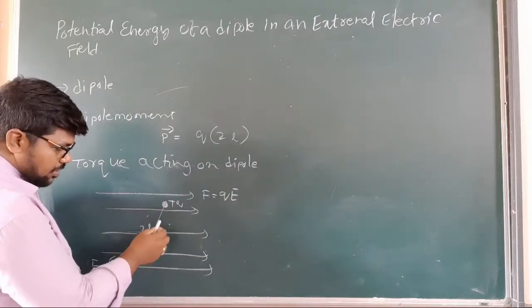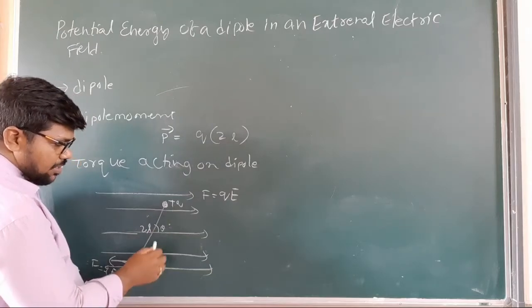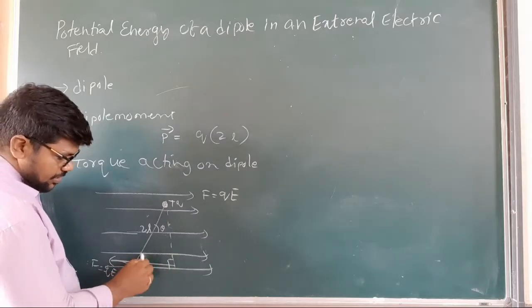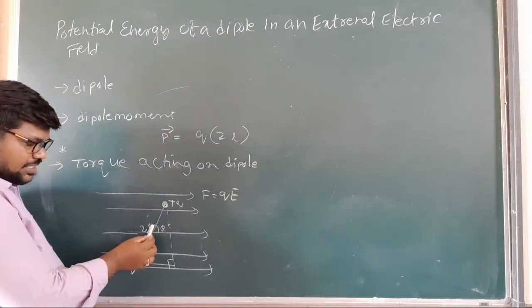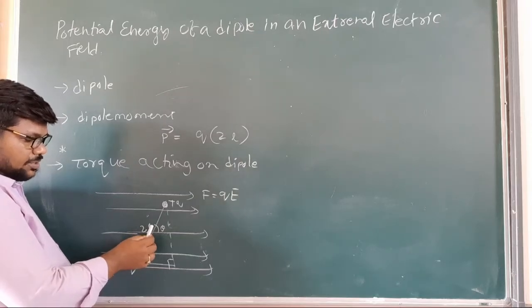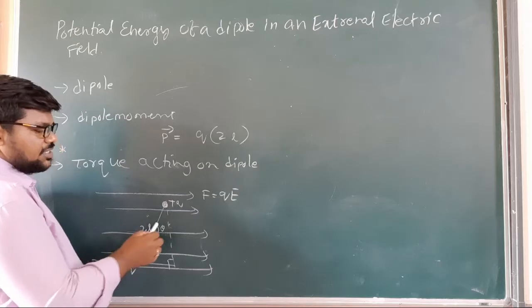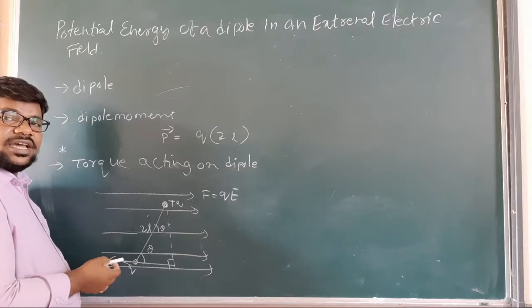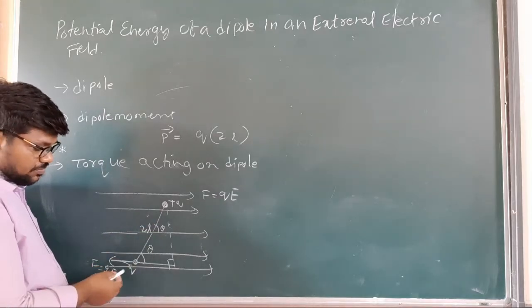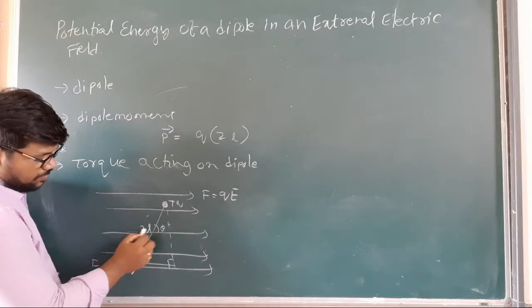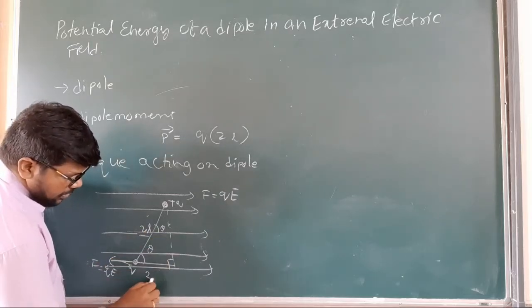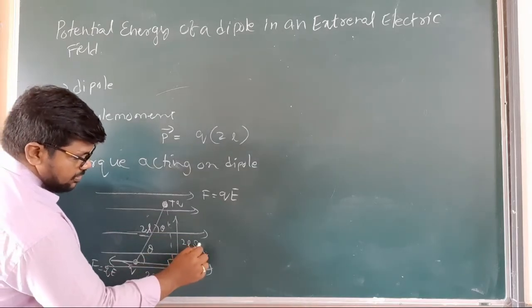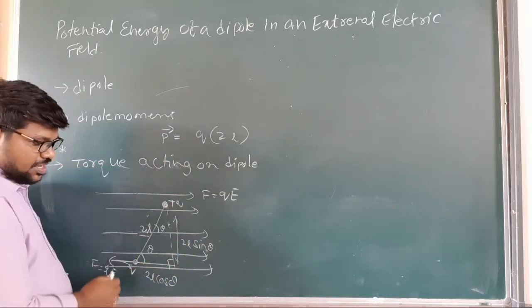Due to this, the dipole is aligned at some angle and rotates. Here it is 90 degrees, here some angle. The dipole rotates, so whenever a dipole is placed in a uniform electric field, a torque acts which tends to rotate the dipole. Here we need to find the torque. The component of 2L along the field is 2L cos theta, and along the vertical is 2L sin theta. This is based on the components.